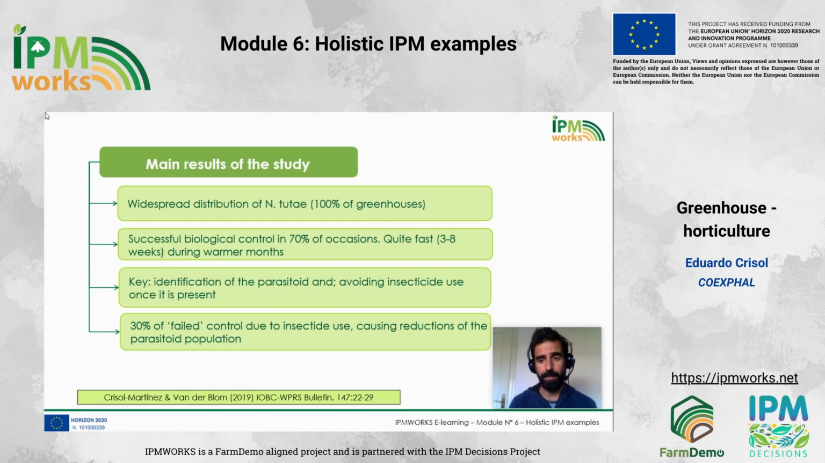The key for this success was, first of all, to identify the parasitoid, to be able to recognize it. And secondly, very important, to avoid using insecticide once the parasitoid is present in the greenhouse. Actually, in 30% of the occasions, the control failed because insecticide was used, and that caused a reduction in the parasitoid population. You can see more detailed information in the article that I'm giving you at the bottom of the page.